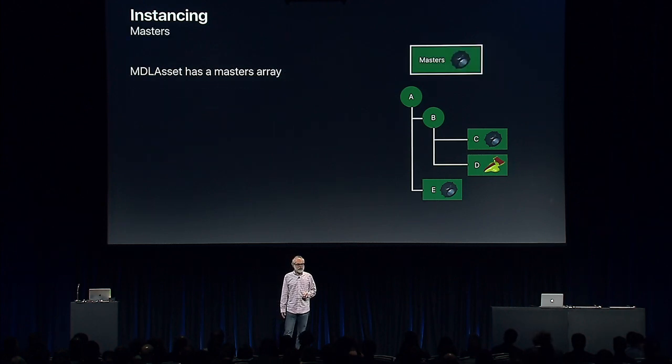So Model I/O has a thing on the MDL asset called a masters array. When you load one of Pixar's USD files that uses instancing to replicate data, Model I/O notices that, collects all of those replicated objects into the masters array, and instead of storing the individual meshes in the nodes, instead it just stores an MDL object that refers back to the master array. And so that's how we get reuse. And since Metal has great instancing facilities, that's going to stand us in good stead.